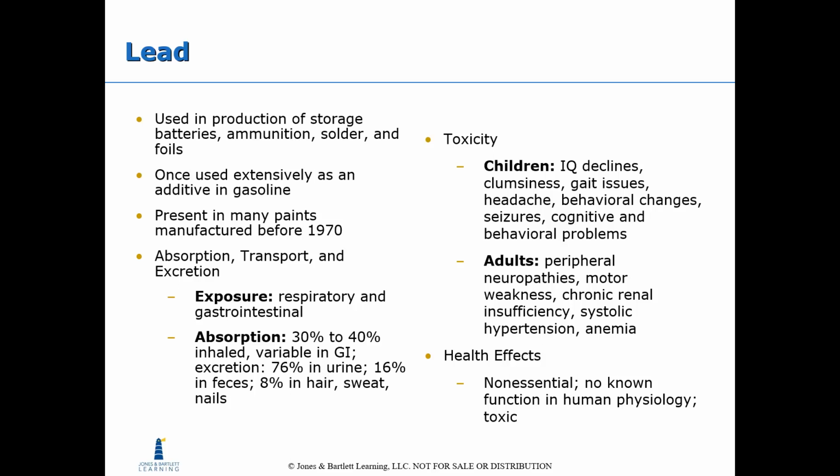Absorption is 30 to 40% inhaled, variable in GI, and then excretion, 76% in urine, 16% in feces, 8% in hair, sweat, and nails. Toxicity, children: IQ declines, clumsiness, gait issues, headache, behavioral changes, seizures, cognitive and behavioral problems. Adults: peripheral neuropathies, motor weakness, chronic renal insufficiency, systolic hypertension, and anemia. Health effects: it's non-essential, there's no known function in human physiology, and it is toxic.